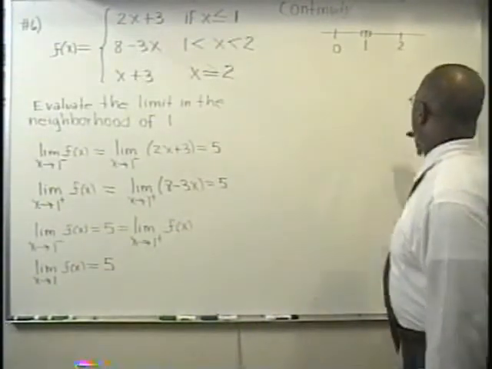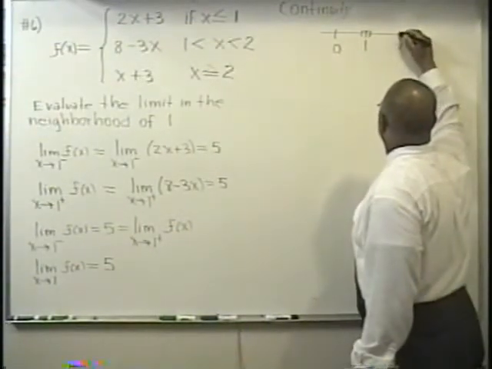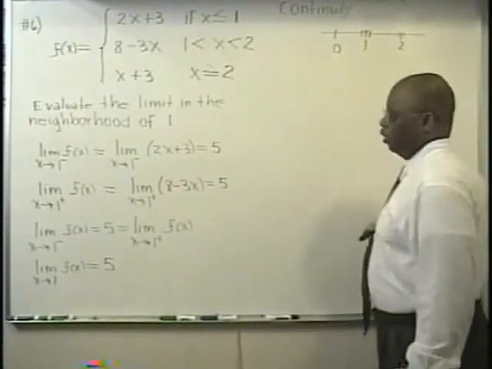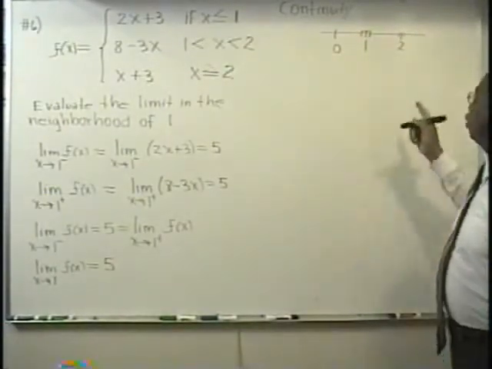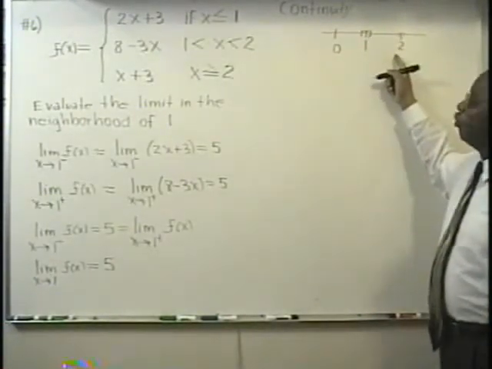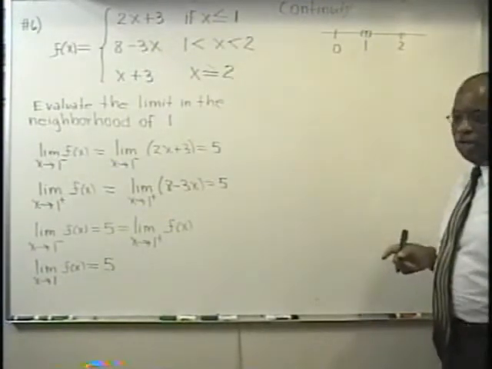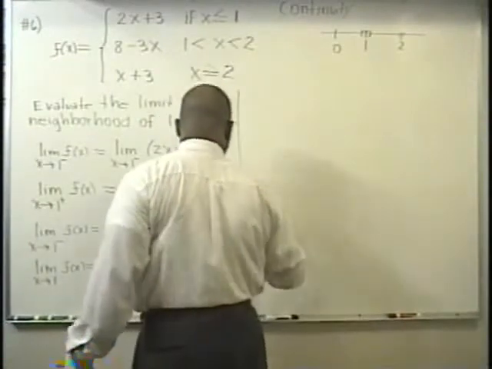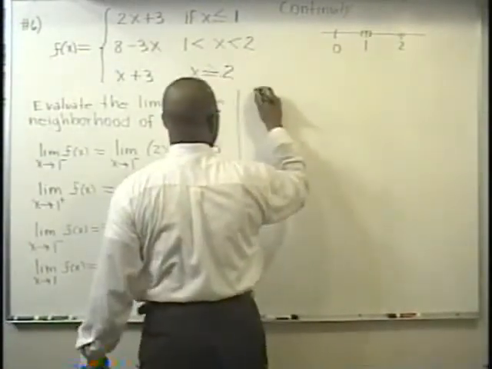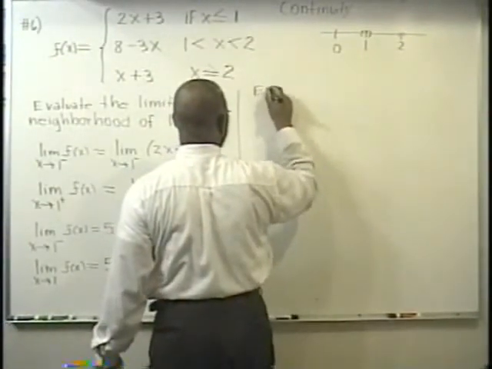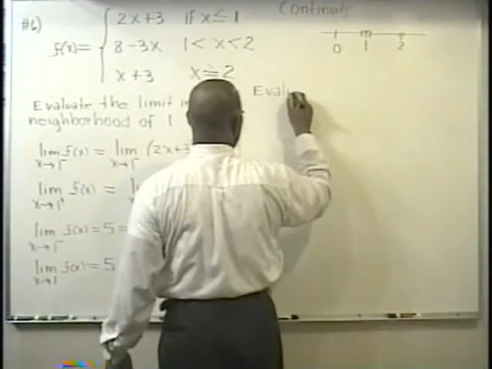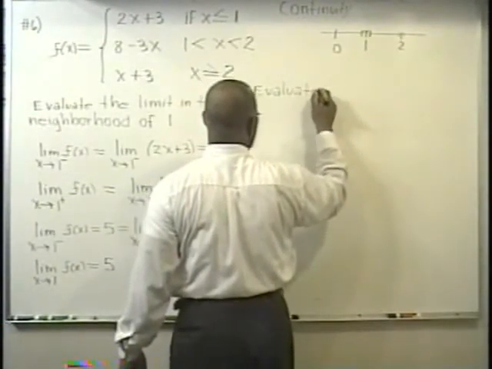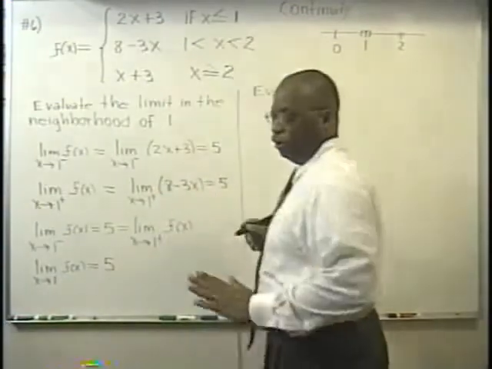So now what we're going to do, the next thing is we're going to evaluate the limit in the neighborhood of 2. We need to look at that. We need to evaluate that point, that value, to see if the function is continuous at that. So here's what we're going to have. The next step is, again, I'll write it out, evaluate. I'm taking my time on purpose so that way you can follow along.